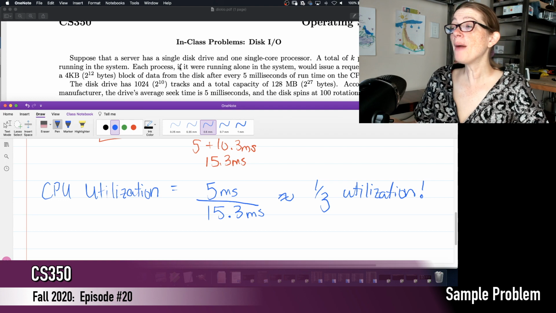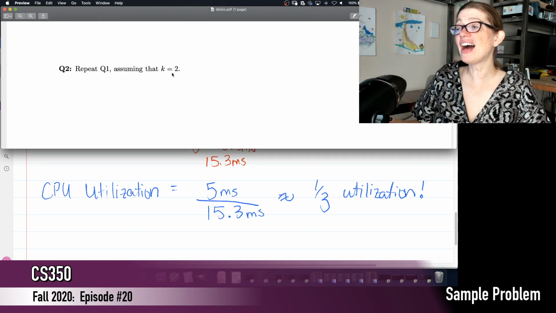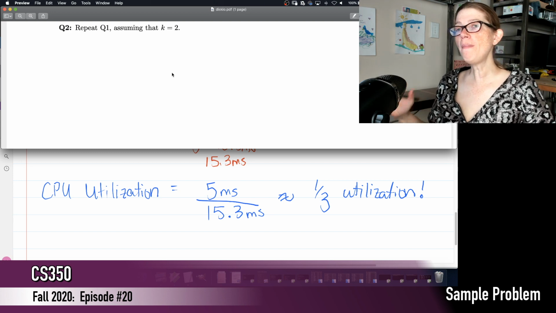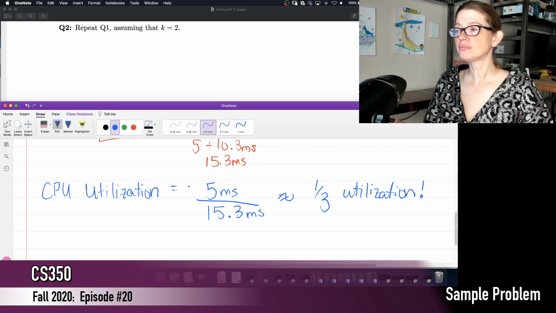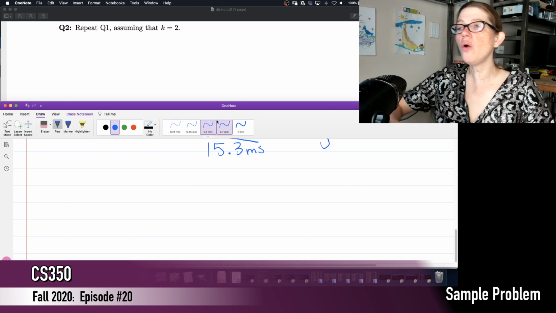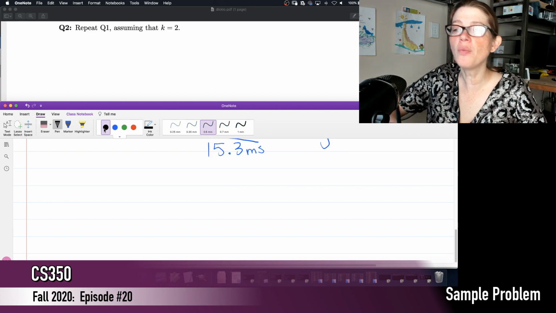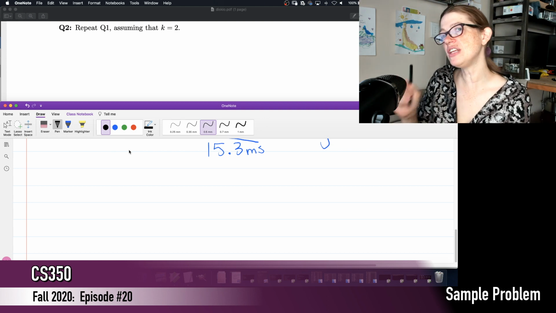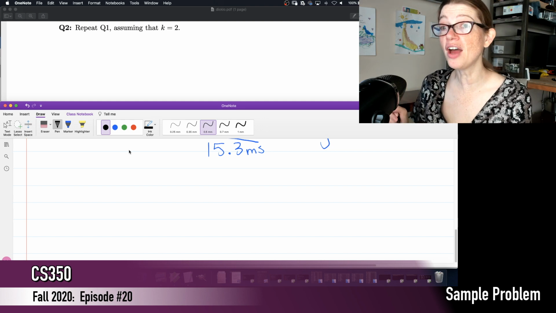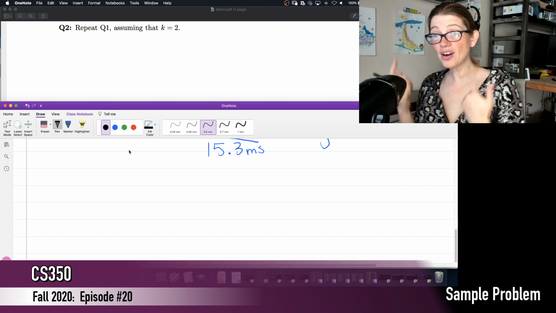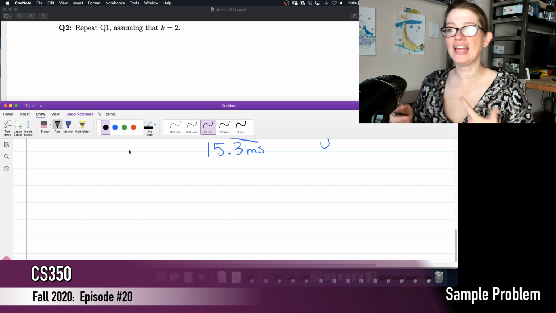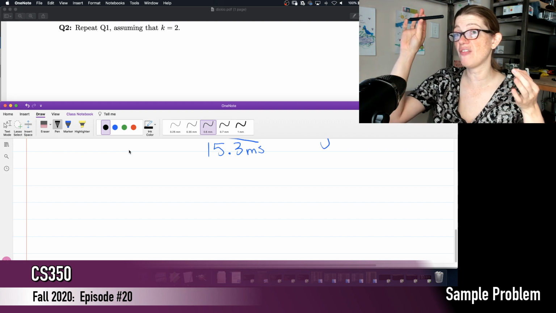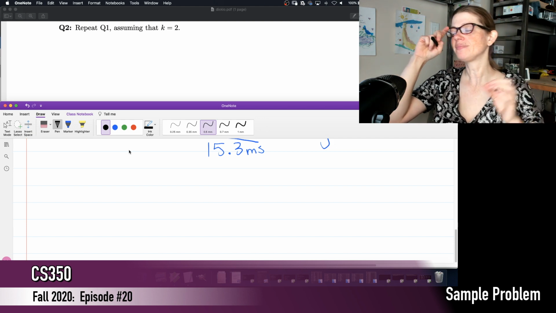All right. Now, part 2 asks you to repeat this question, except instead of doing one process, let's do 2. So now that we actually know the IO service request time, we don't need to recompute that. But here's something that you do need to pay attention to. You can only do one IO request at a time. Those platters don't move independently. I can't do an IO request on this platter and an IO request on this platter in a different position at the same time. We don't do that.